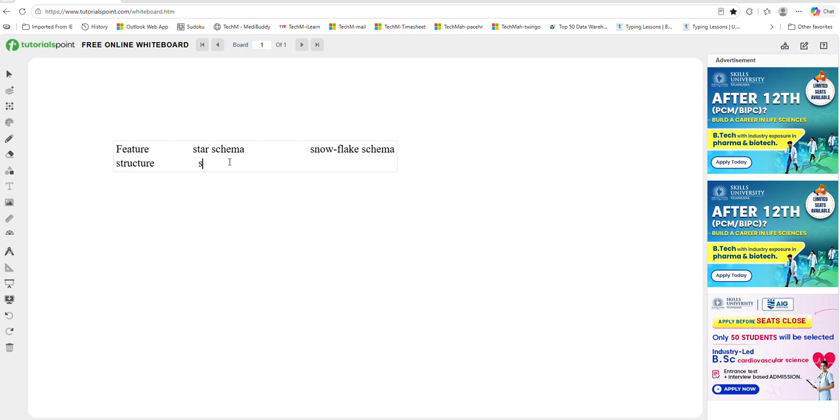For structure, star schema is a simple structure. But for snowflake schema, I already said it is complex compared to the star schema. That is the reason I am typing complex here. Now we can consider performance. For star schema the performance is faster, but for snowflake schema the performance is slower because it has more tables, right? That is the reason it is slower.